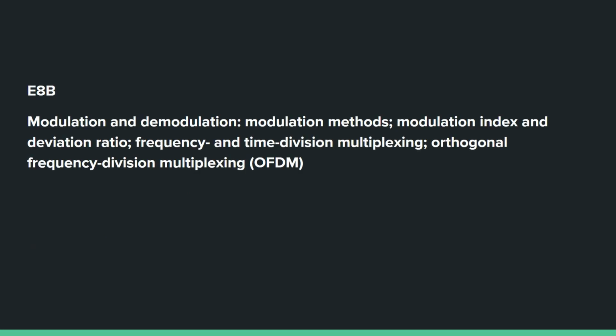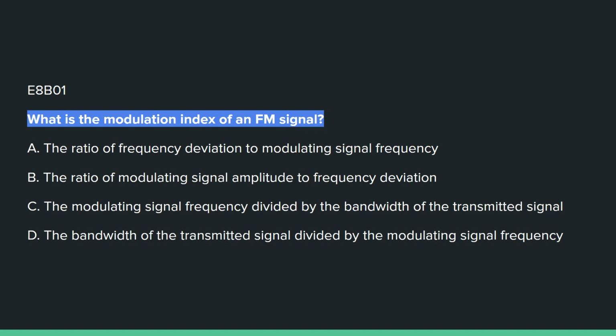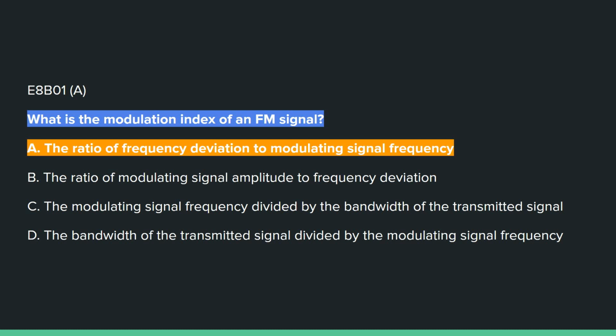E8B covers modulation and demodulation, modulation methods, modulation index and deviation ratio, frequency and time division multiplexing, orthogonal frequency division multiplexing, also known as OFDM. E8B01, what is the modulation index of an FM signal? A. The ratio of frequency deviation to modulating signal frequency.